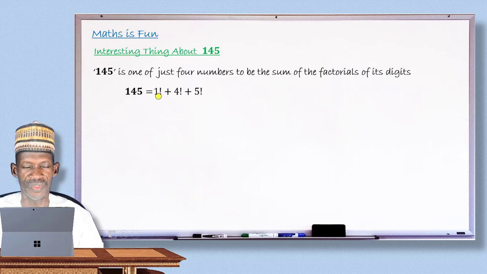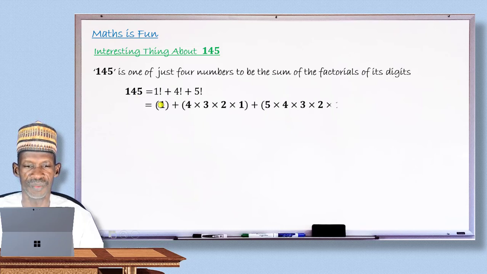Which means 1 factorial plus 4 factorial plus 5 factorial gives me 145. And remember what is factorial? 1 factorial means 1. 4 factorial means 4 times 3 times 2 times 1. Look at it. Remember that 4 factorial is the second bracket. 5 factorial is the third bracket, meaning 5 times 4 times 3 times 2 times 1. This is the meaning of 5 factorial.